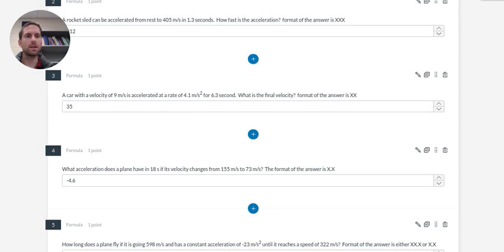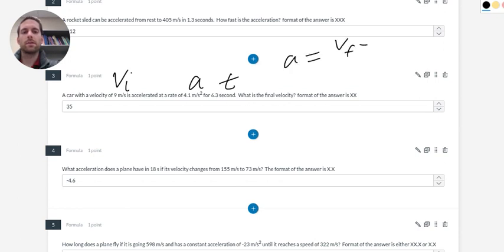Number 3 is about having a car with this velocity for this acceleration at this time, and this is the initial velocity because it asks for the final. If it asks for the final and they already give a velocity, that has to be the initial. So the car accelerated at a rate, then time. And if we want the final velocity, we're going to have to use this equation.